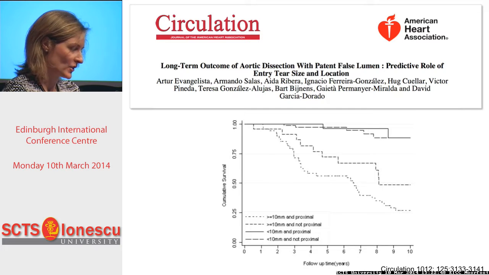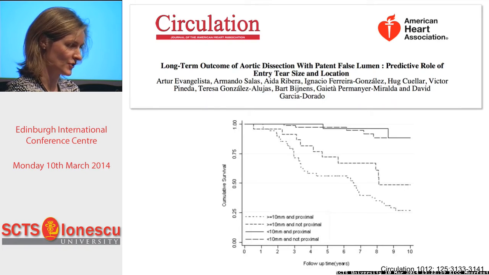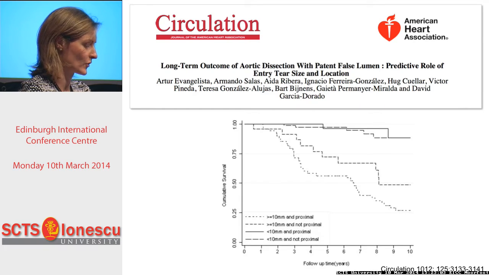And then Artur Evangelista was interested in the use of functional imaging to evaluate outcome, and using echo, he looked at the size of the entry tear and the position of the entry tear and showed that if the entry tear is greater than 10 millimetres and in the proximal descending thoracic aorta, these patients have the worst outcome.